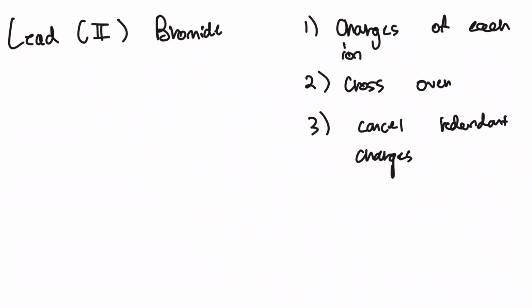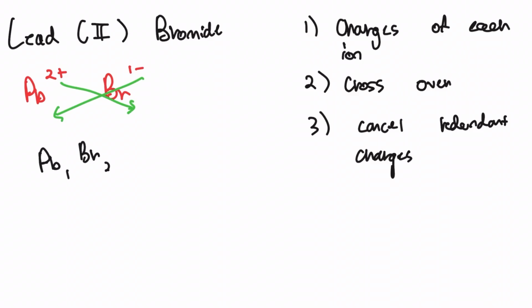Because lead has the Roman numeral 2 following after it, we know that lead has a charge of 2+. Bromine will always have a charge of 1-, because it's in group 17. We then just take each one of these charges and cross them over with one another and get a final answer of Pb subscript 1, Br subscript 2. And because the 1 is redundant, we can cross it out, and our final answer is just PbBr2.